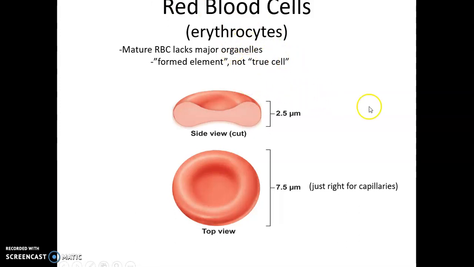So mature erythrocytes, again, are lacking major organelles. They are considered formed elements. Their sizes are very specific. Basically, they are sized so that they just barely fit into blood capillaries. You can see images out there of erythrocytes stacked in order, one by one, traveling through blood capillaries. It's pretty cool.